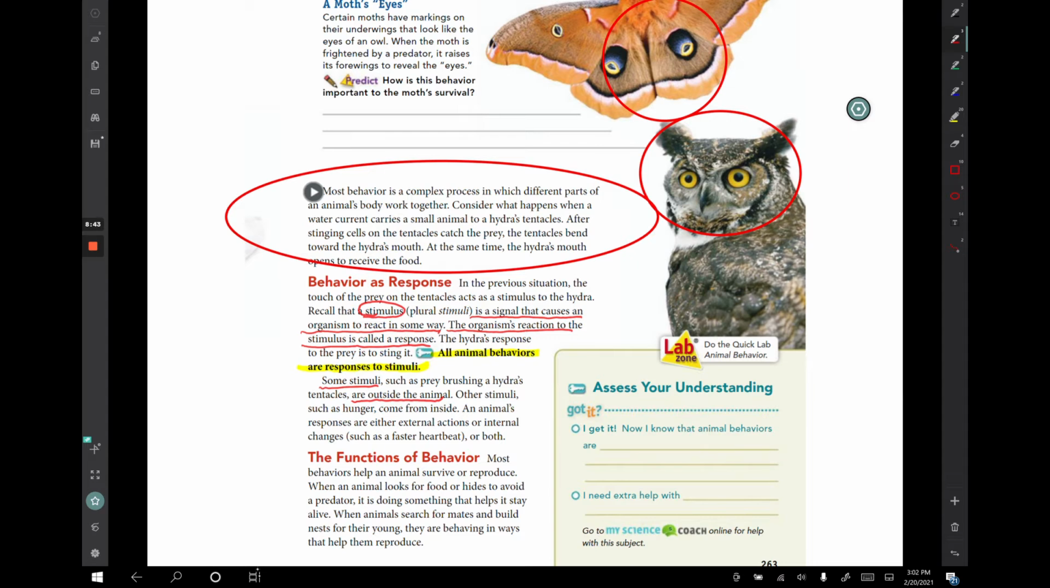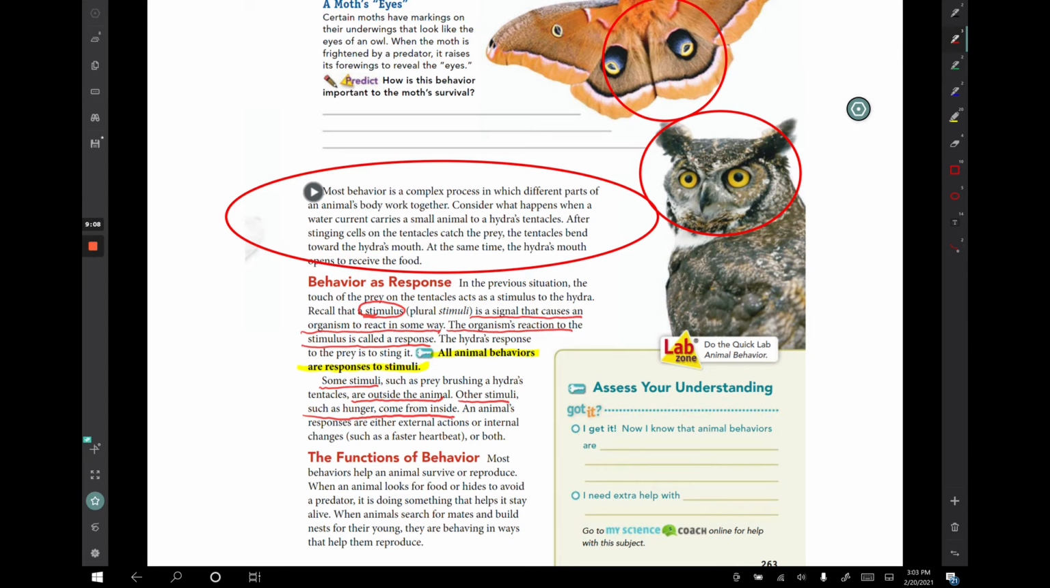But still other stimuli, something like being hungry, comes from inside. So there are external and internal types of stimuli that can happen. Responses also can be external or internal. So faster heartbeat, for example, a reaction to move away from something.